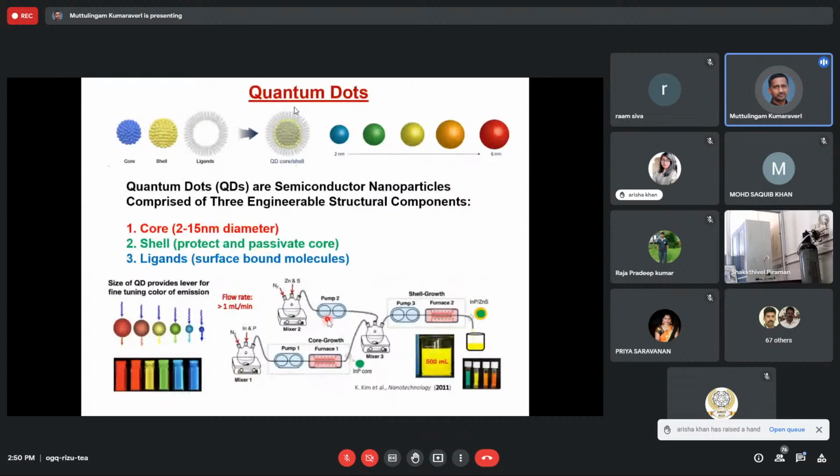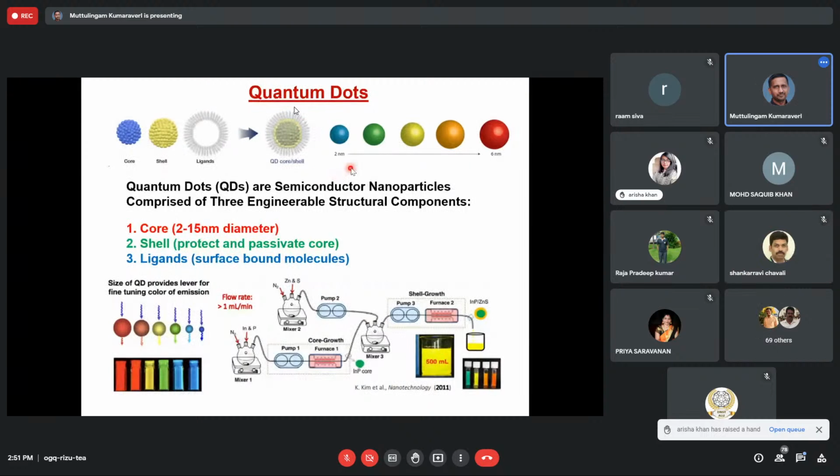Okay, we now move to quantum dots. I already talked about this on the first day, but I will go through it again. Quantum dots are inorganic dots; we use all inorganic materials. So this is the core, the shell, and the ligand. It's made like this, with core, shell, and ligands. So this is the quantum dot.